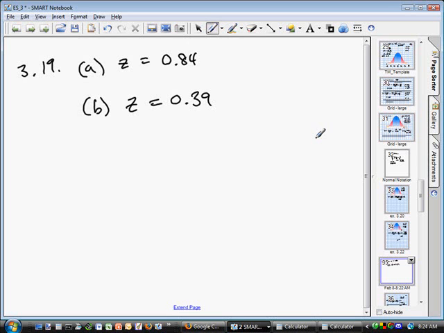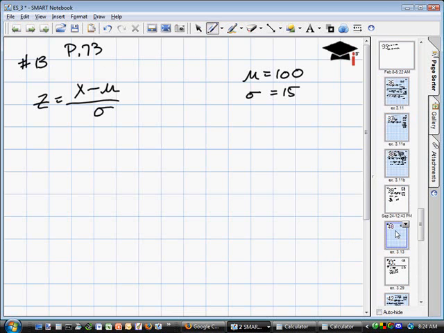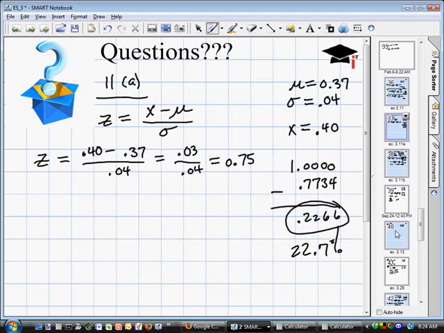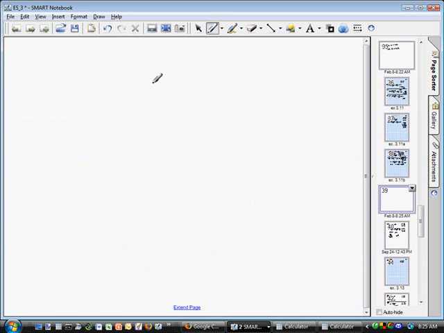Another one. Yes. 3.11. Okay. Now let's just start over. I got about 12 pages on 11 here. All right, 3.11. We got a lot of parts to this, don't we?